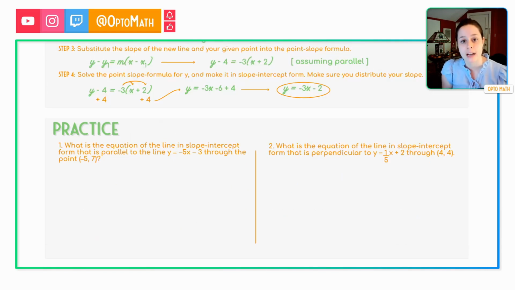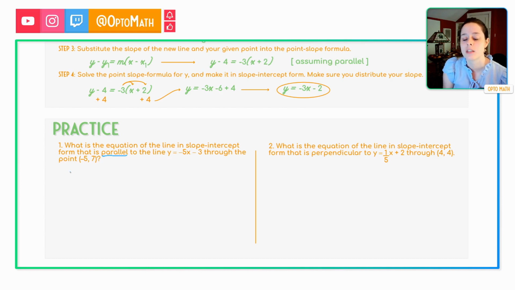Now let's do some practice. Number 1, what is the equation of the line in slope-intercept form that is parallel to the line y equals negative 5x minus 3 through the point negative 5, 7? Okay, so let's see if we're going to need to write our slope of the original line as a fraction. We're going to be parallel to that line, so we won't have to find an opposite reciprocal. So we really don't need to do step 1.